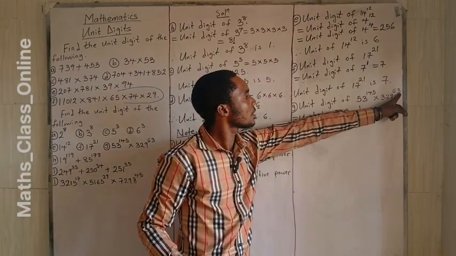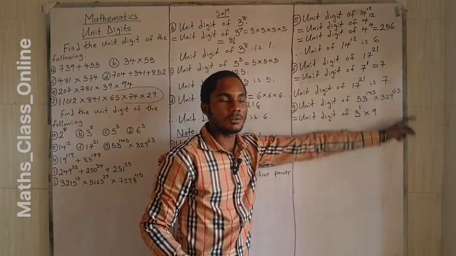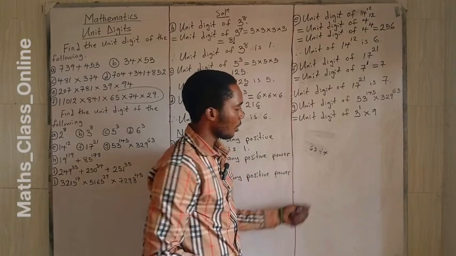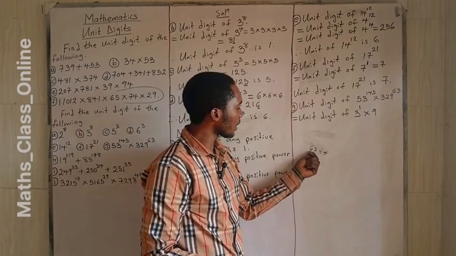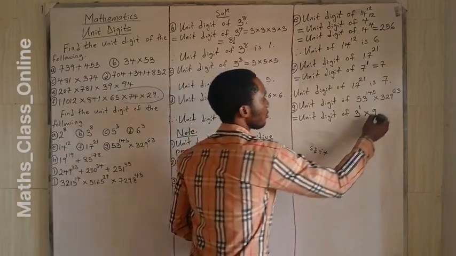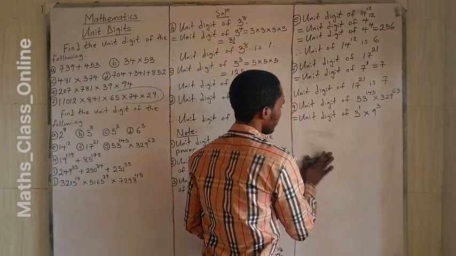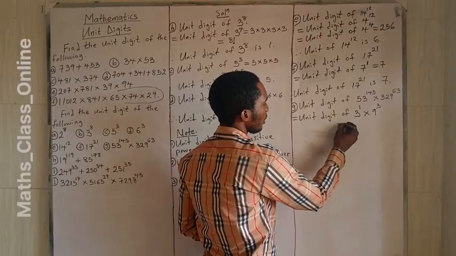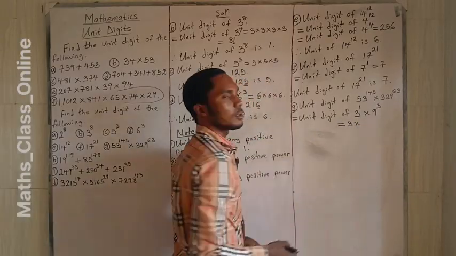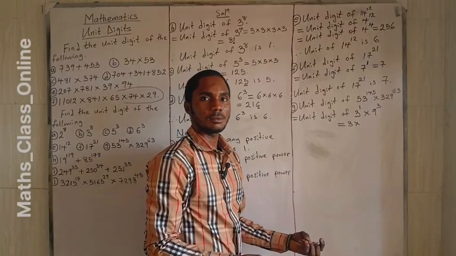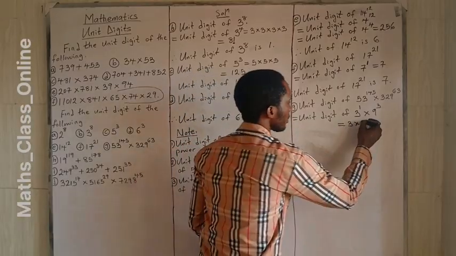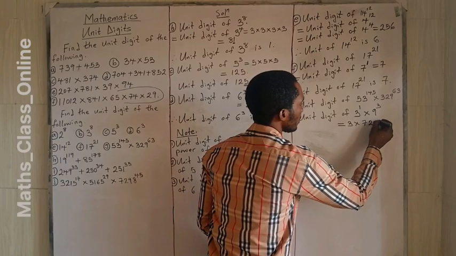Divide 63 by 4. 63 divided by 4, we are going to have what? The remainder of 3. So this is equal to 3 times 9 times 9, which is 81. 81 multiplied by 9, that is 729.